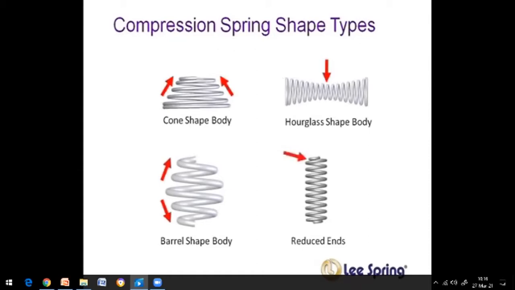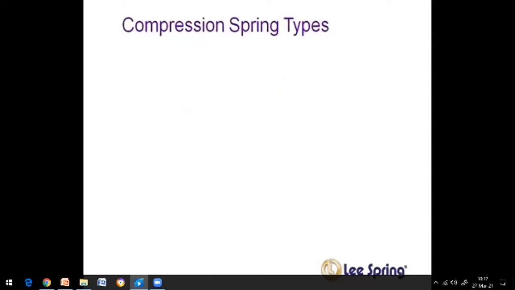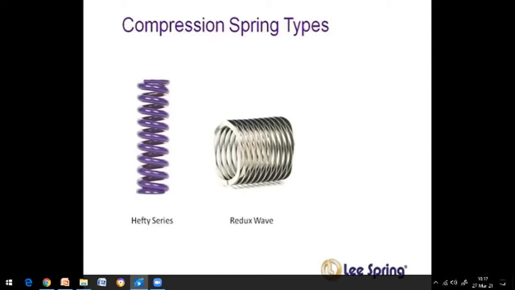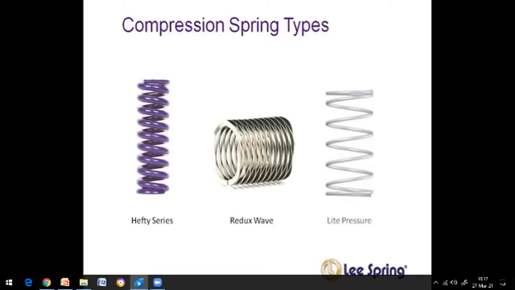There are some other compression springs to be aware of that are available. The Hefty series, which are die springs ideal for high stress, heavy load applications. The Redux wave spring. These springs are spotlighted in detail in another presentation, but essentially, this design is excellent in applications where the space is critical. This unique design generally occupies 30% to 50% of the compressed height of a conventional round wire spring. The light pressure spring. These springs are suitable for applications requiring low spring rates and low pressure.